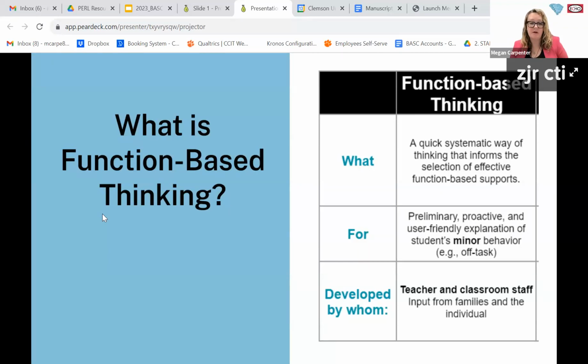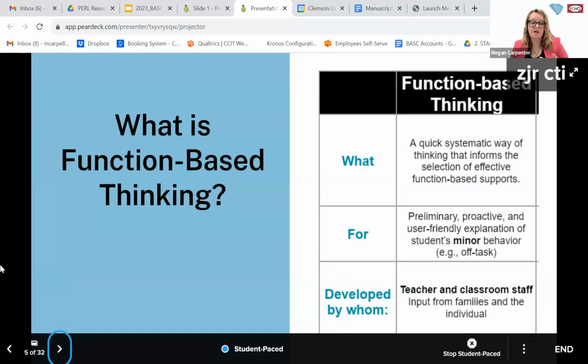We primarily use function-based thinking for students with low-level behavior, so students who engage in persistent but minor behaviors, such as off-task behavior. We're not going to use function-based thinking for students who engage in behaviors that are a danger to themselves or others. In that case, we're going to look at a full functional behavior assessment to understand the purposes behind that behavior. This is developed to be used by classroom teachers who are directly supporting students, and with input from families and the individual themselves.